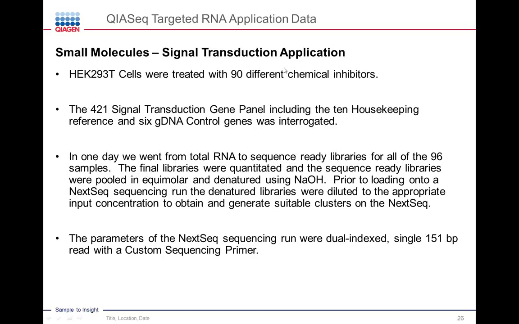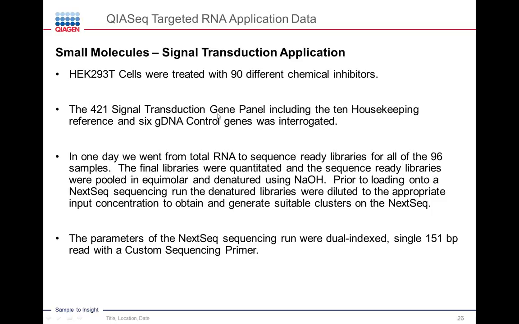These chemical inhibitors target 90 different points within different pathways that are heavily implicated in the development and progression of cancer. After we've treated these cells with the 90 different chemical inhibitors, we isolated RNA, converted it to cDNA, and then we used the signal transduction RNAseq panel that interrogates 421 genes, including the 10 housekeeping genes and the 6 genomic DNA control genes.